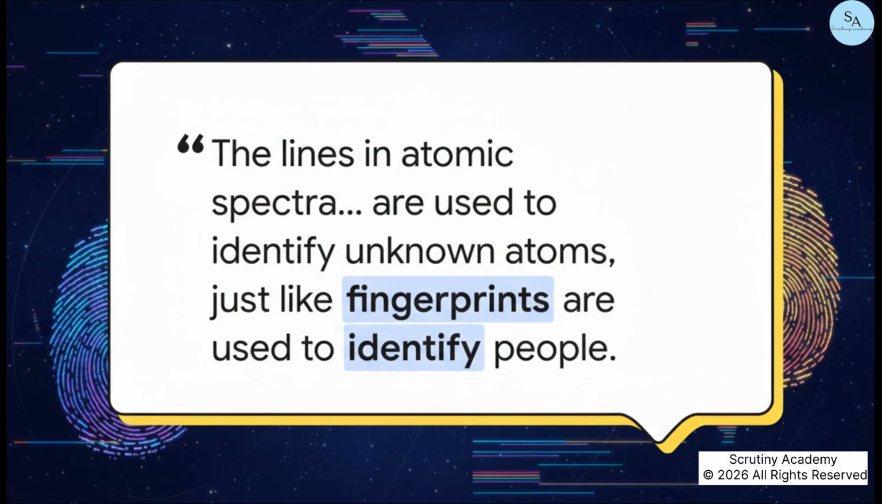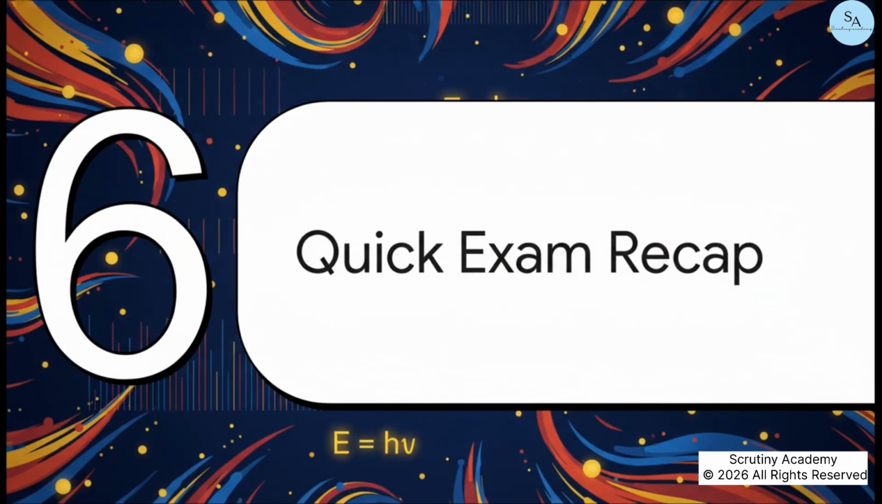That line spectrum is a unique atomic fingerprint. Seriously, no two elements have the same pattern of lines. Just like your fingerprint is unique to you, the light an atom emits when it's energized is unique to that element. This is how scientists can look at a star millions of light years away and tell you exactly what it's made of. Okay, wow, we covered a ton of ground there.